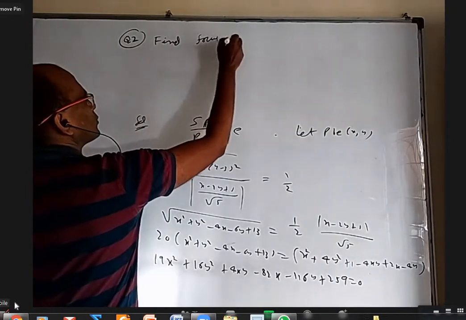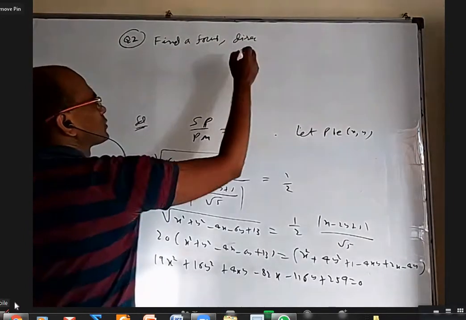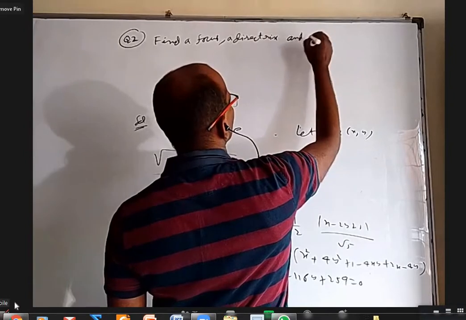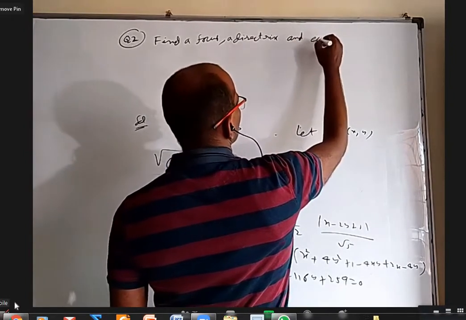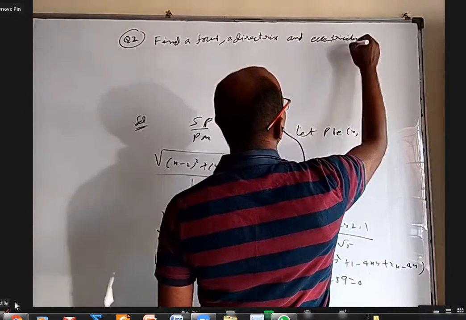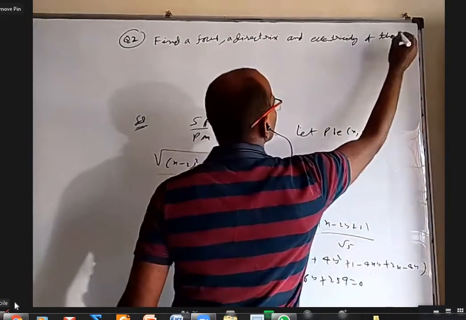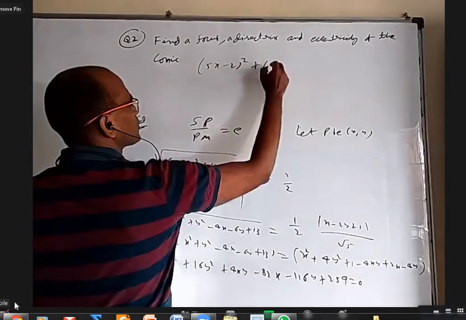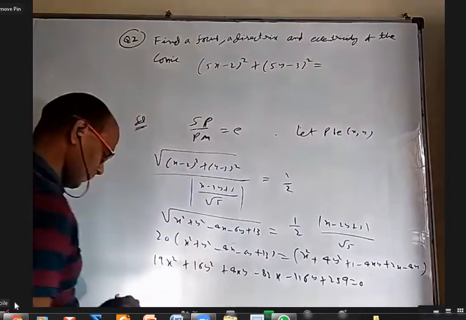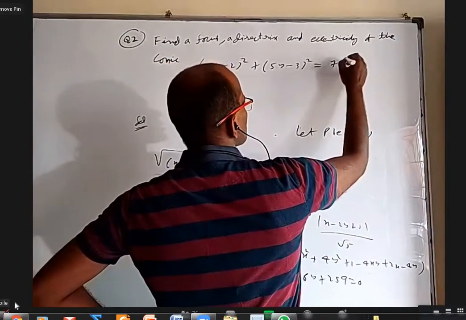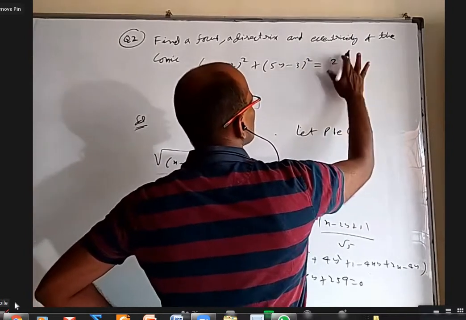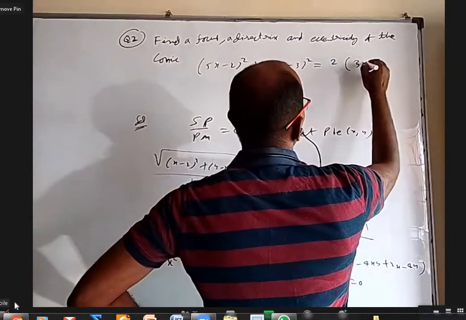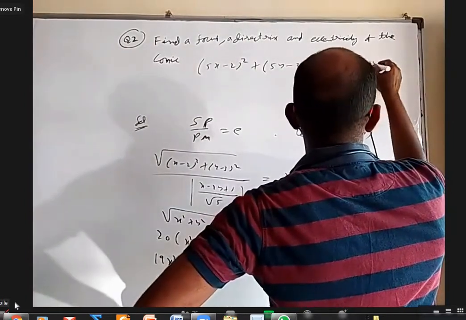Find the focus, directrix and eccentricity of the conic: 5 into (x minus 2) whole square plus (y minus 3) whole square, equal to 7 into (2 into 3x, 6x plus 8y minus 7).